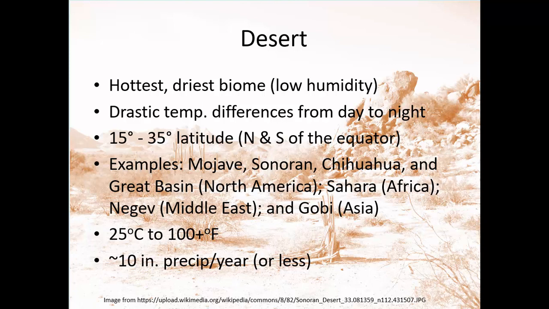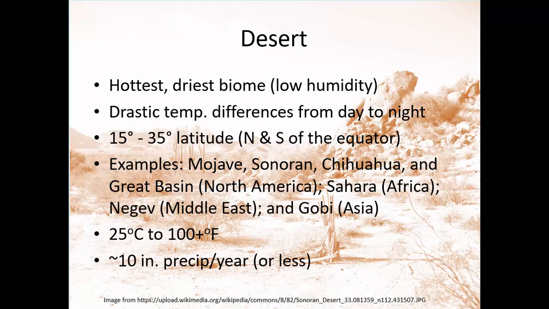Because there's no humidity in the air, they experience drastic temperature differences from day to night. It can be 35 degrees Fahrenheit different from day to night. And they tend to lie in the subtropical latitudes of 15 to 35 degrees north and south of the equator.